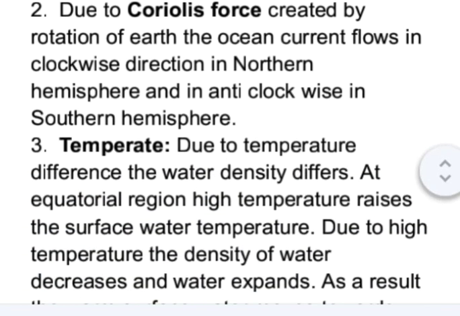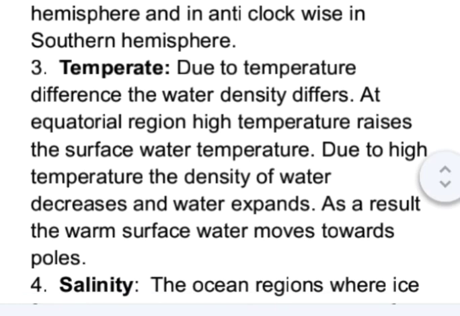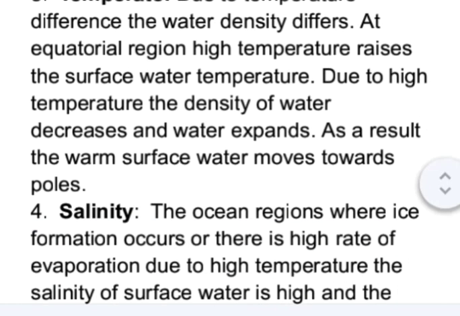Next is temperature. Due to temperature difference, the water density differs. At equatorial region, high temperature raises the surface water temperature. Due to high temperature, the density of water decreases and water expands. As a result, the warm surface water moves towards poles.